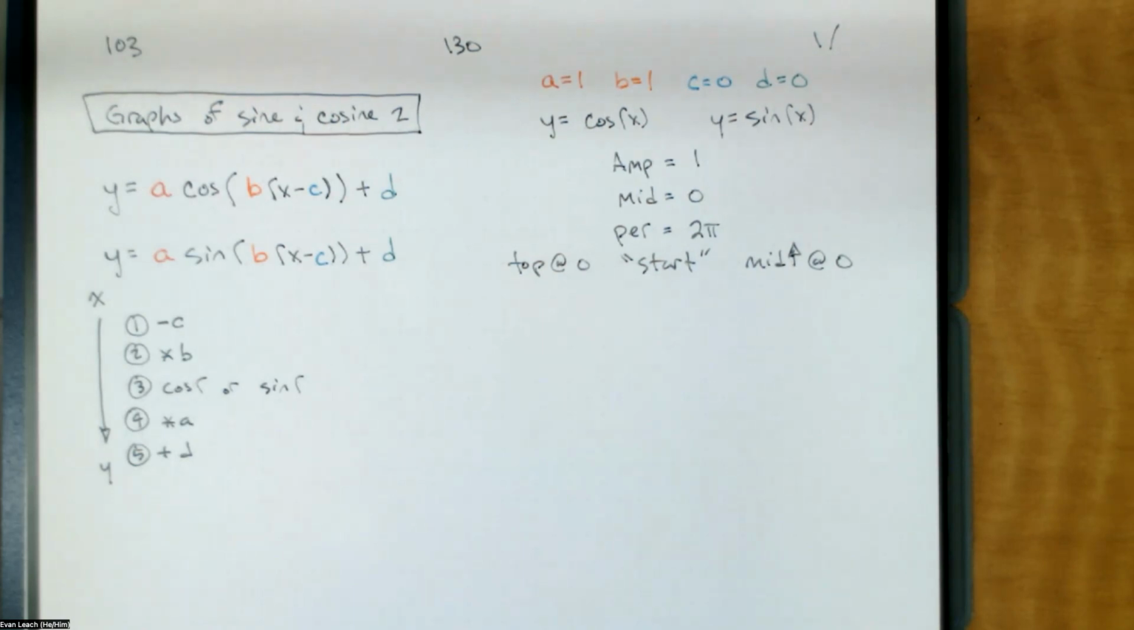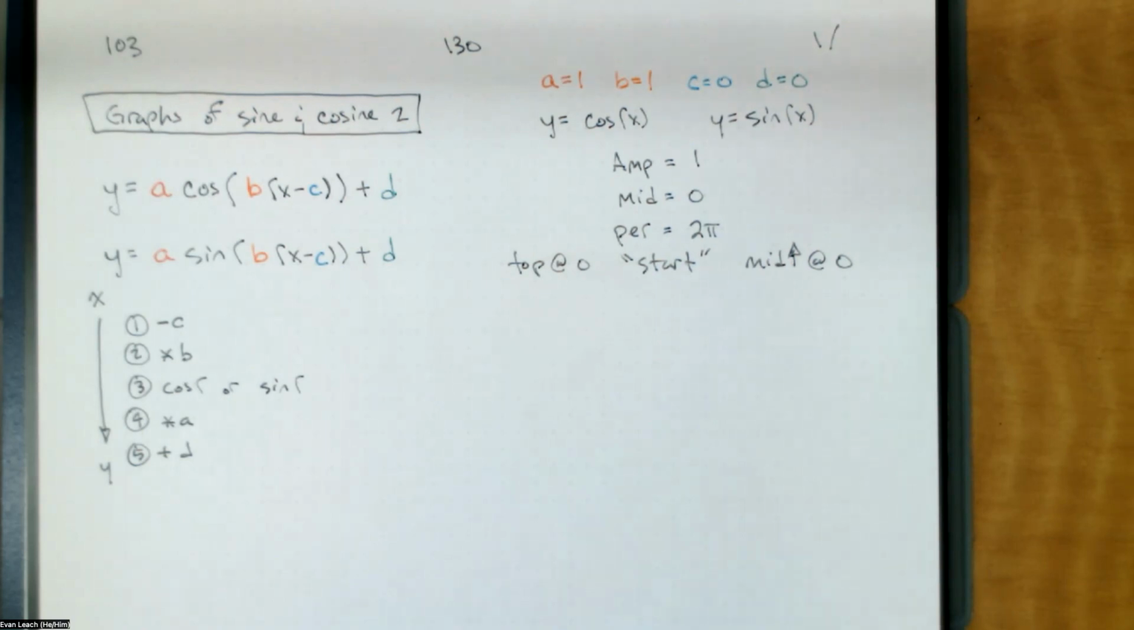If we just have y equals cosine x and y equals sine x, our amplitude was 1. The middle was at 0. The period was 2 pi. And cosine started at the top when x is 0. Sine started at the middle going up when x equals 0.